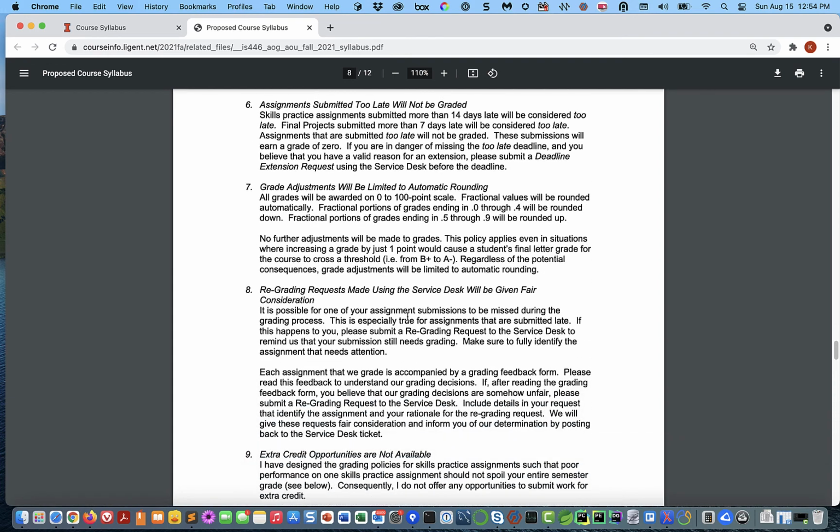Number 8, regrading requests made using the service desk will be given fair consideration. If you're looking for your grade and the feedback form that we send you and you don't see it, well, maybe we missed yours, or maybe you handed it in late and we had already graded them. Well, put in a ticket to request us to regrade that and we'll do it.